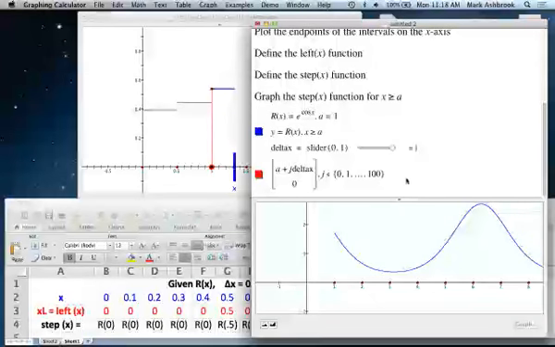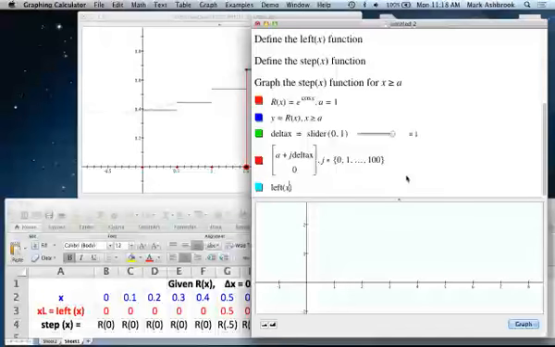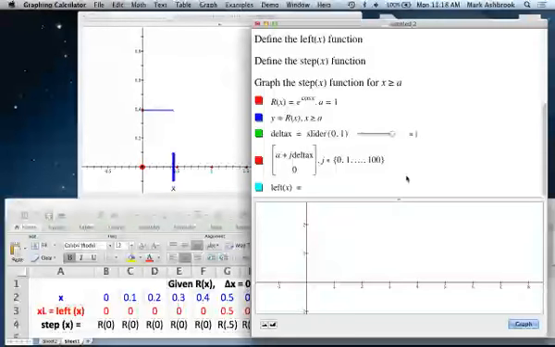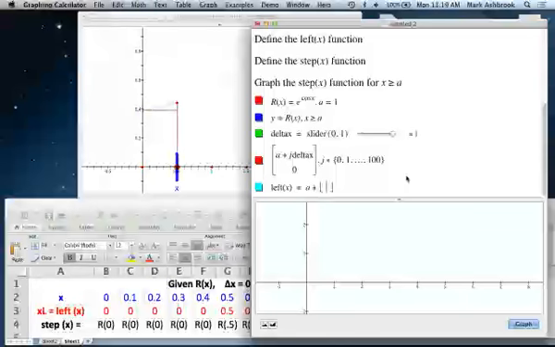Okay, next, define left x. It's going to be a character string, so left, control 9, x, and we know this one, right? A plus, and to get the floor function, you just type floor. And we want x minus a, this is what we worked on last week, all over delta x.